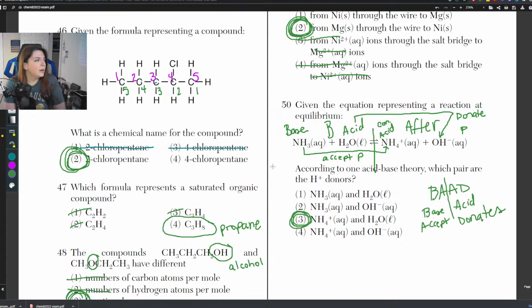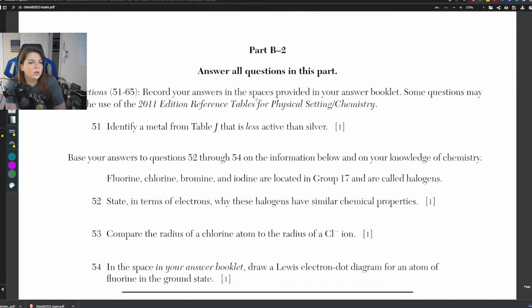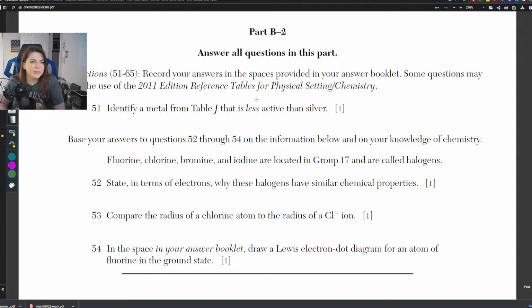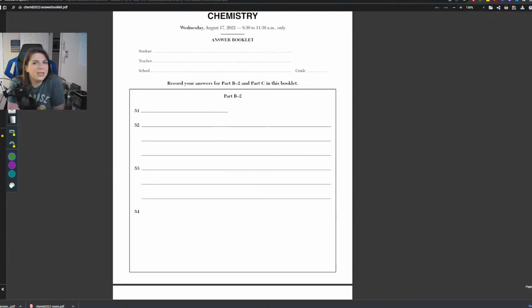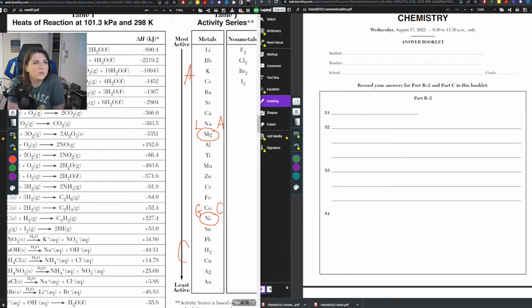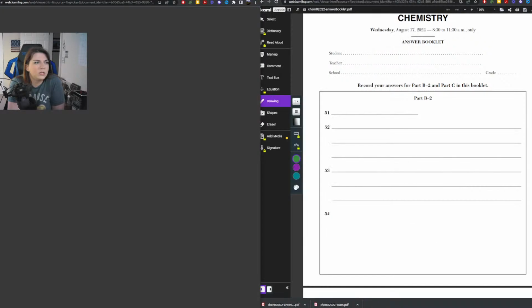Okay. That was the end of the multiple choice. I suggest you pause, go stretch, get a drink of water, shake your brain a little bit. And then come back for part B2, which is where the free response starts up. And we are now going to be working with the answer booklet. So if you are interested in printing that, I would consider it.